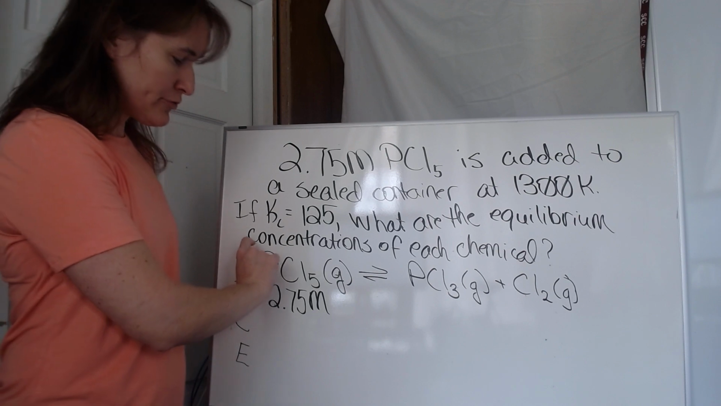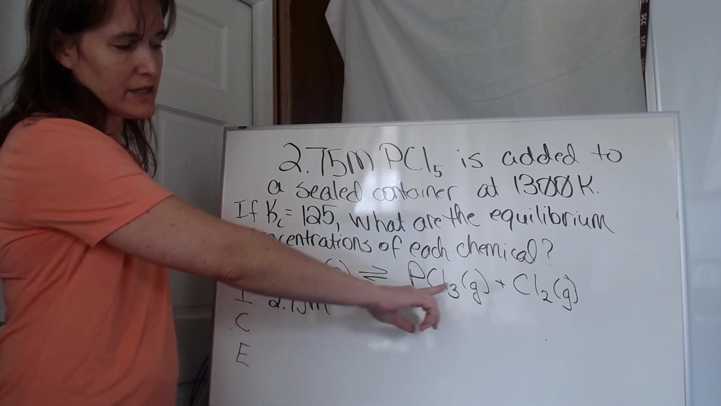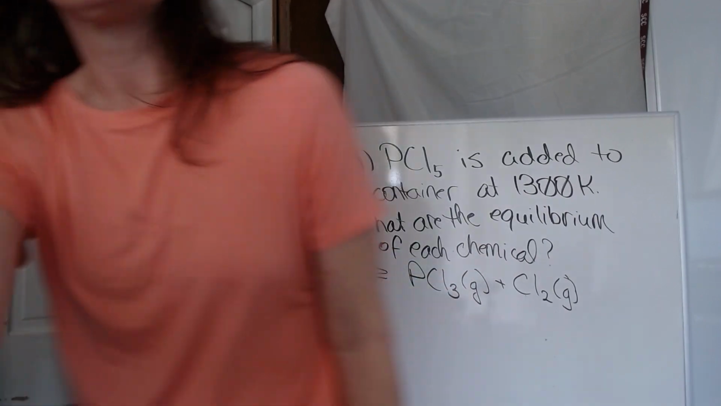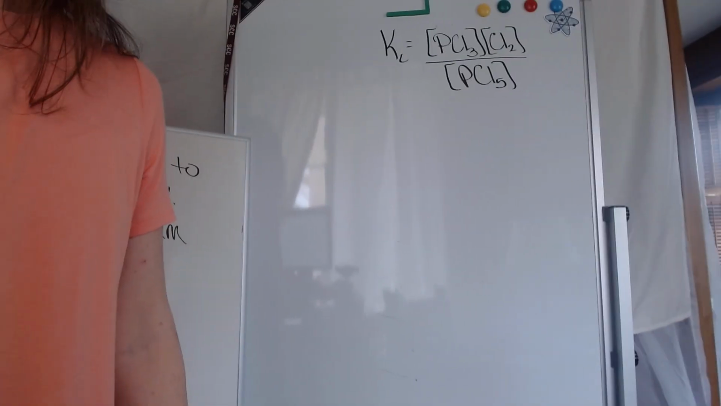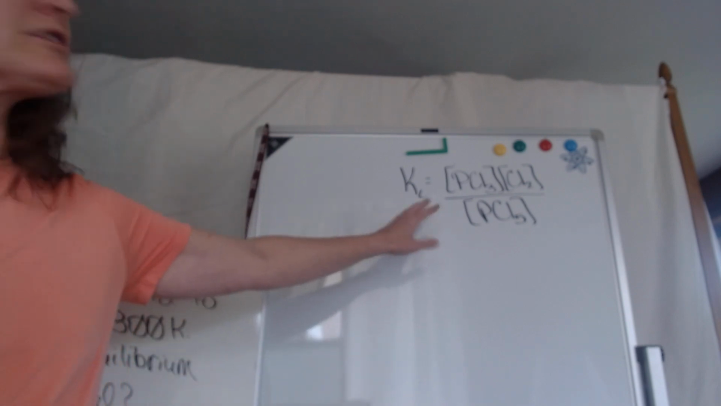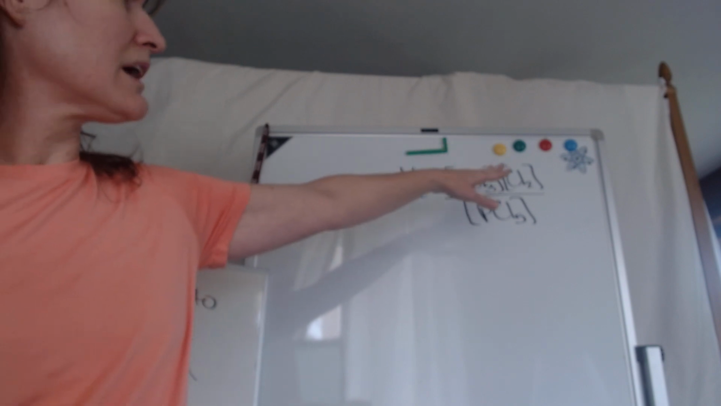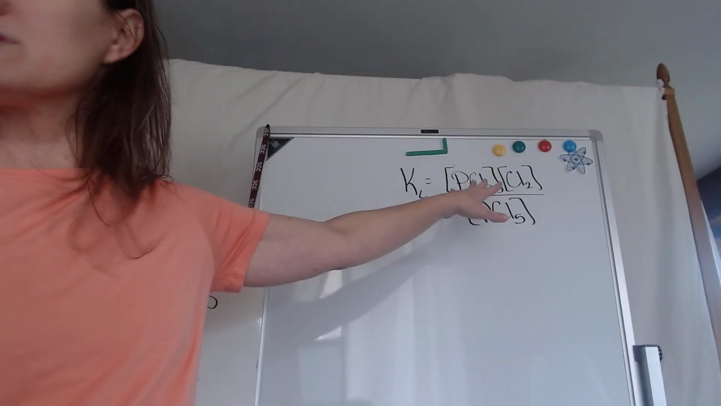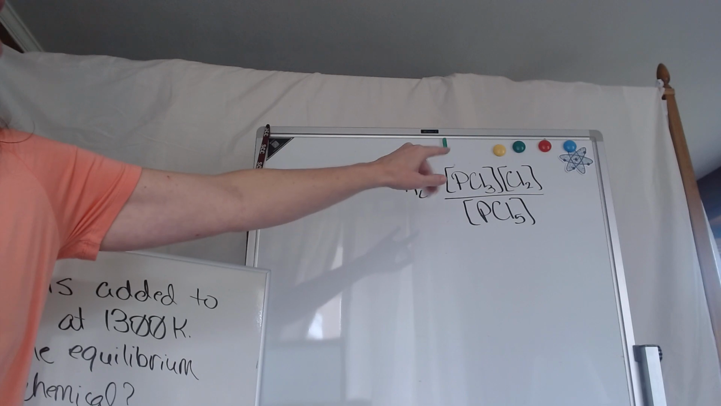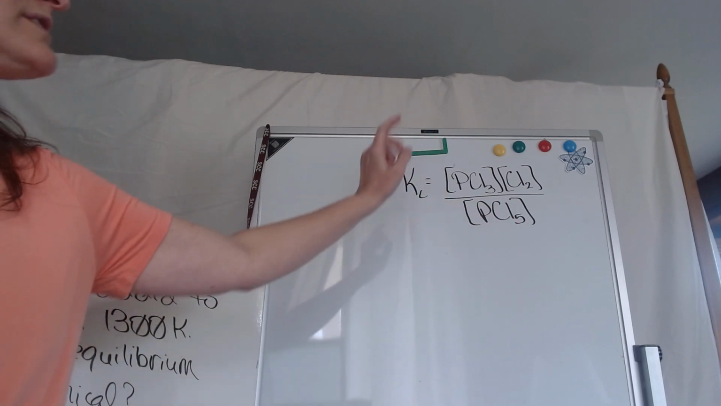Okay, so you should have written down the reaction: PCl5 gas in equilibrium with PCl3 gas and chlorine gas. That was step 1. Step 2 is you write down the equilibrium constant expression. The equilibrium constant expression, K sub C, is equal to products over reactant. So PCl3 times chlorine, both raised to the first power. Those are your products. Your reactant is PCl5, and the coefficient for that is 1, so that's also raised to the first power.